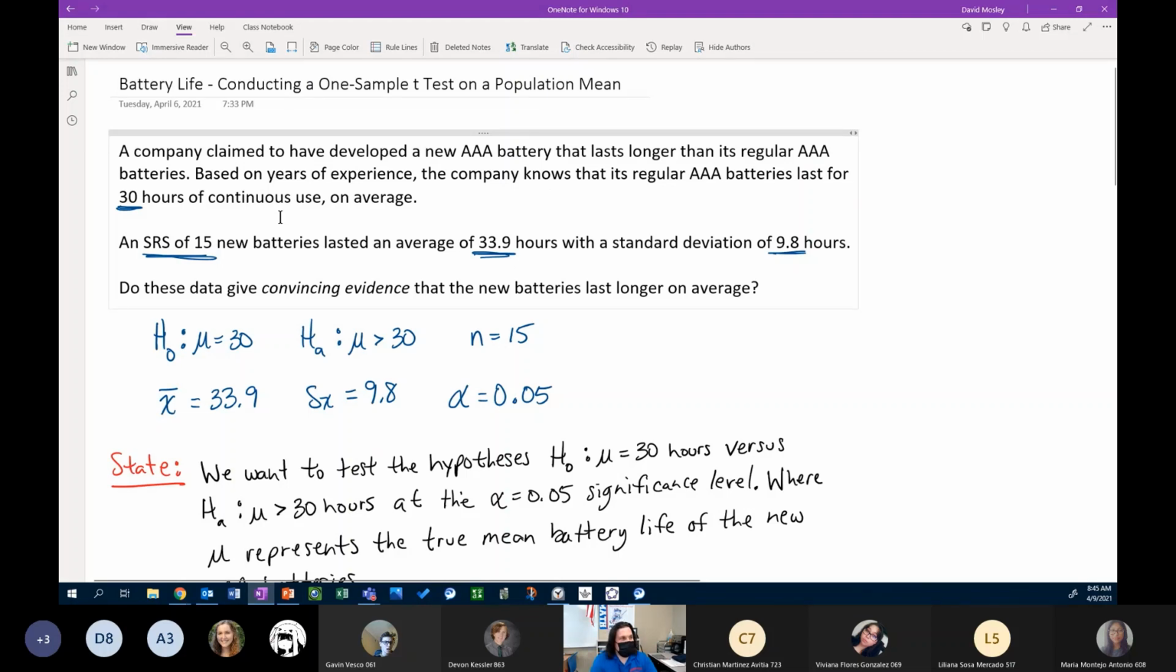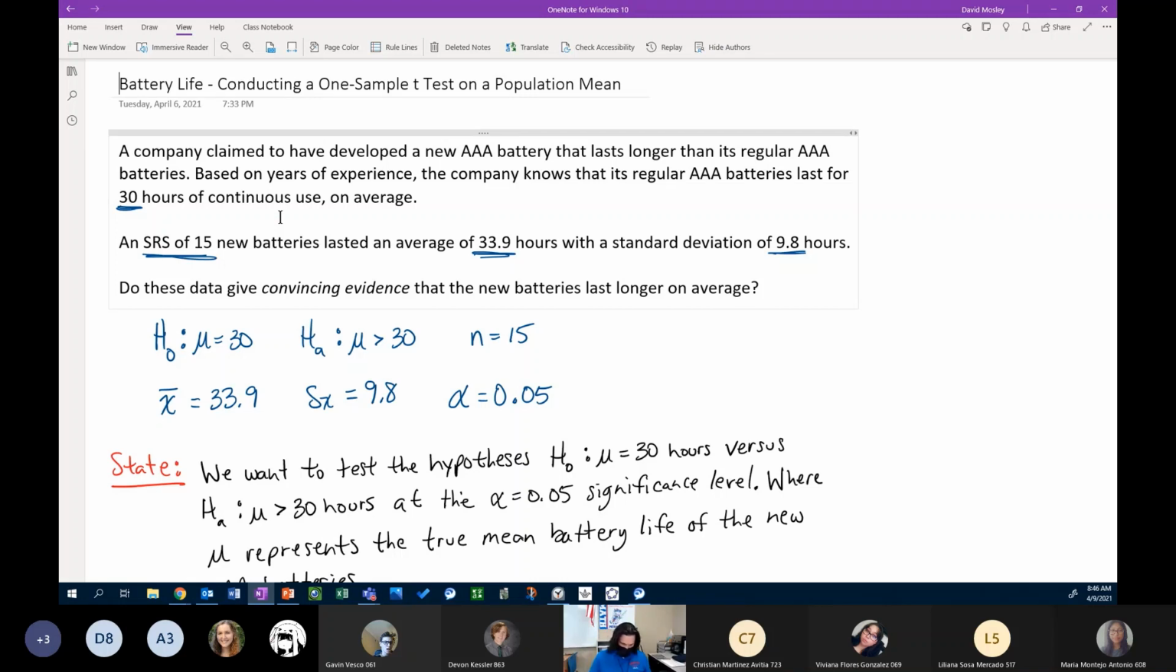A company claimed to have developed a new AAA battery that lasts longer than its regular AAA batteries. Based on years of experience, the company knows that its regular AAA batteries last for 30 hours of continuous use on average. An SRS of 15 new batteries lasted an average of 33.9 hours, with a standard deviation of 9.8 hours. Do these data give convincing evidence that the new batteries last longer on average?